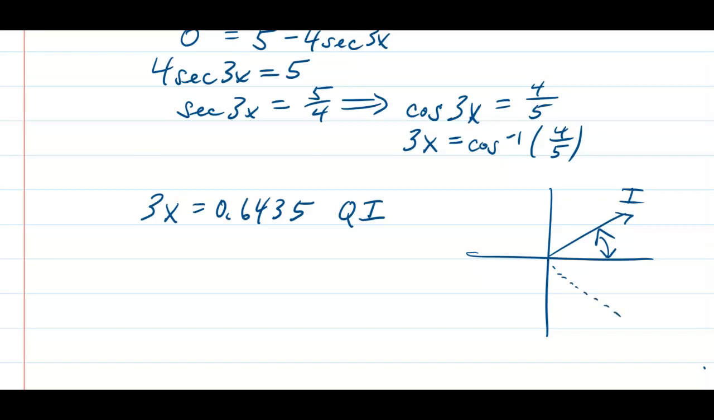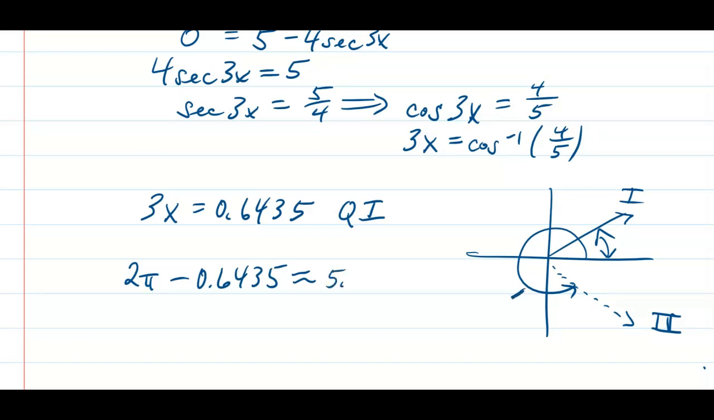And so cosine is also positive over in the fourth quadrant. And so to get to that other angle, we need to basically take 2 pi and subtract 0.6435, that approximation, and we get our second angle right over here. And that angle turns out to be about 5.6397.